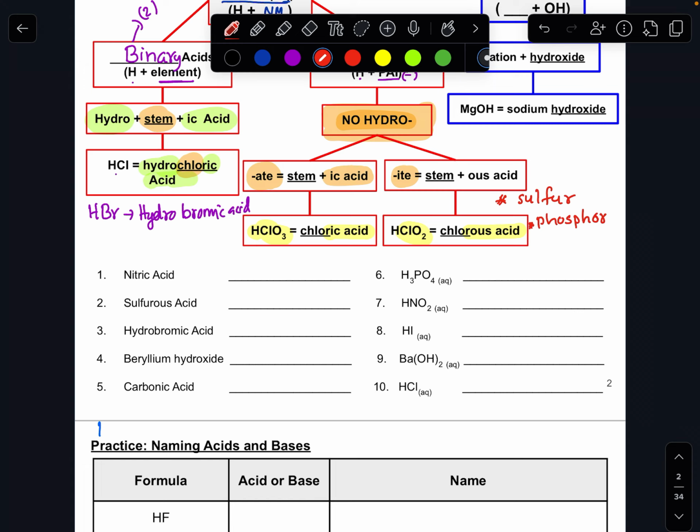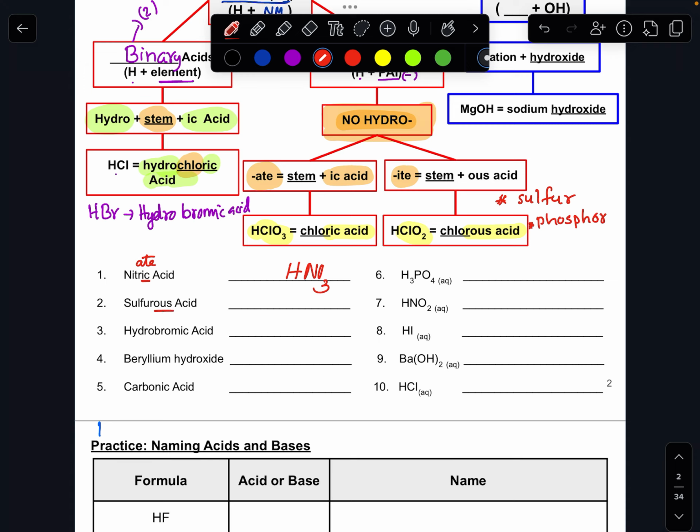Okay, let's start naming and write the formula. So this one is nitric acid. What is the polyatomic ion? Nitrate. And you know the formula for nitrate, which is NO3 minus. So since there is 1 negative charge, we need 1 hydrogen. If you see 1 negative charge, you will add 1 hydrogen at the beginning. Hydrogen needed. If it is an inorganic acid, we have to write hydrogen at the beginning.